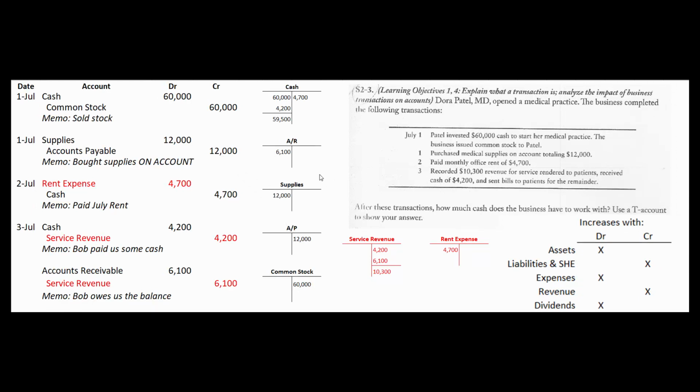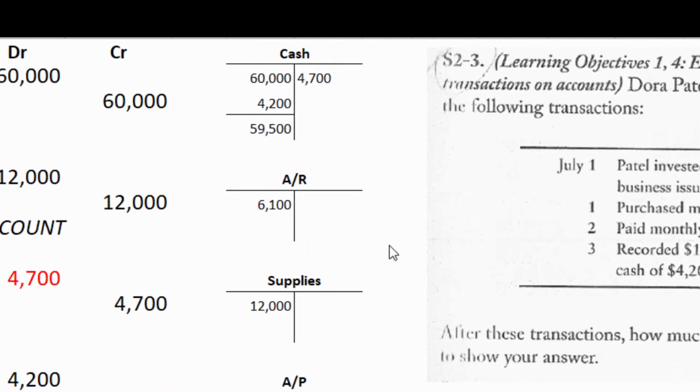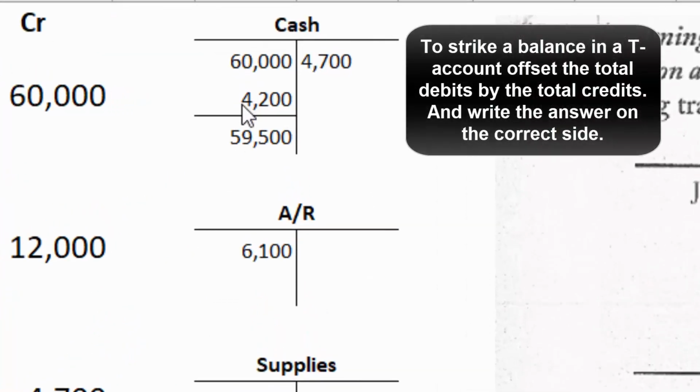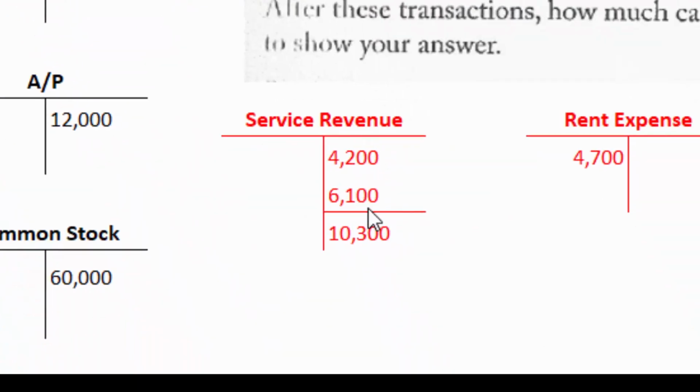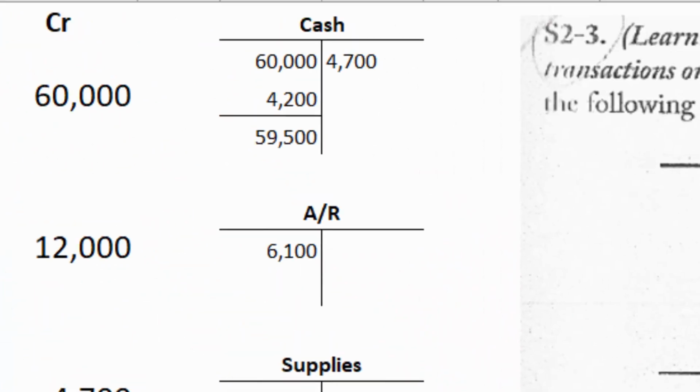And once we've posted everything, we can answer the problem's question. What is the cash balance? 60,000 plus 4,200 minus 4,700 means that there's a debit balance of 59,500. We draw a line here to show the world that we've struck a balance, and if it's a debit balance, we write it on the left-hand side. If it's a credit balance, like service revenue, we write it on the right-hand side. So the answer to the question is, how much cash does the business have to work with? It has $59,500. And that's all there is to journal entries and posting them to their T account.